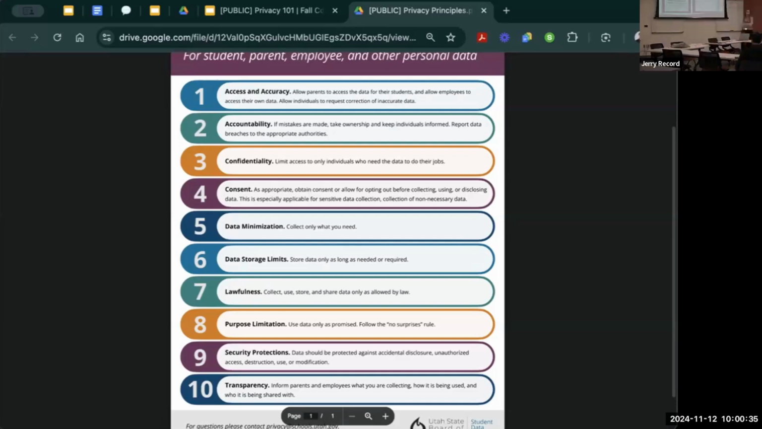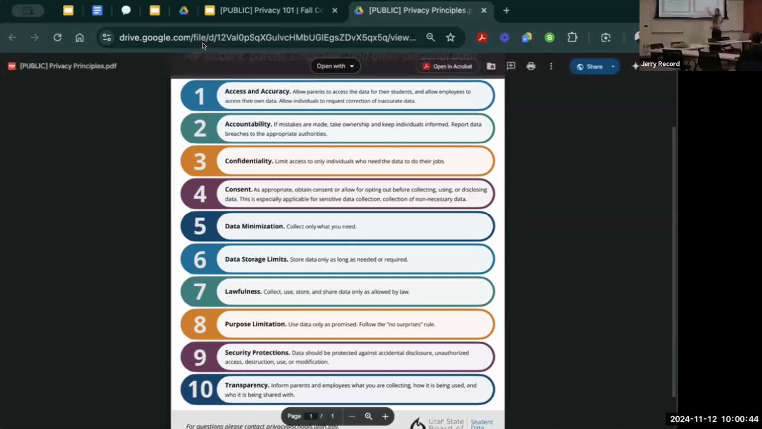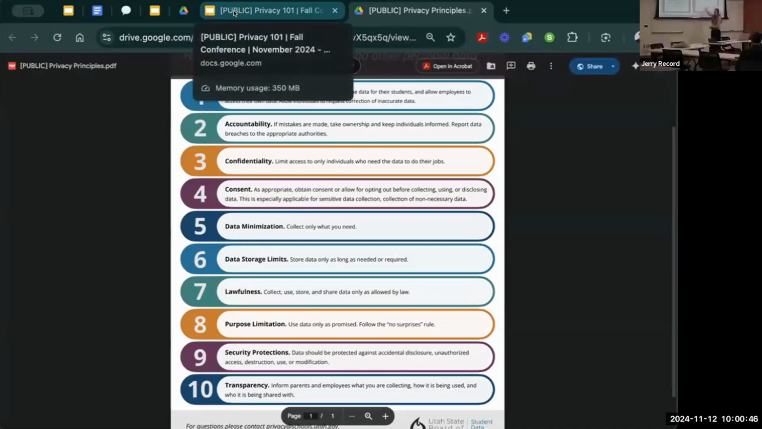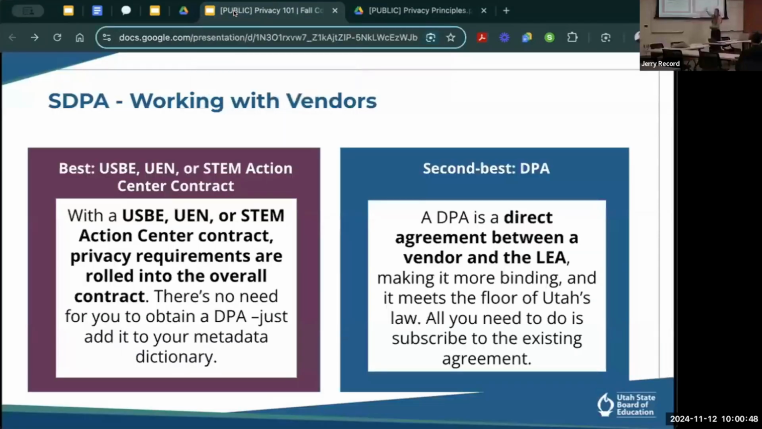So a data privacy agreement, or the contract language, is an opportunity to force the vendor to commit to basically all 10 privacy principles, right? So it's not surprising to me to see that you've got a whole bunch selected.